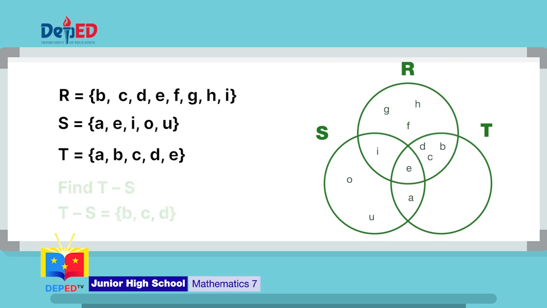And the last question, find R intersection S intersection T. How are we going to interpret this phrase? What does it mean when we are asked to find the intersection of the three sets? Very good! We simply find the region where the three circles overlap. Thus, using again our diagram, the only element common to all these three, or to sets R, S, and T, is the element E. Thus, R intersection S intersection T is the set containing the element E.